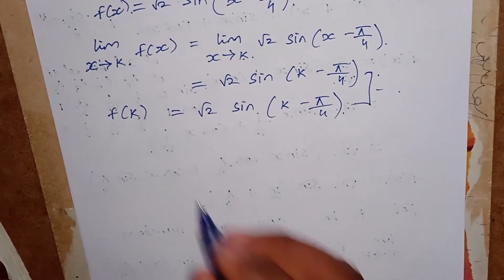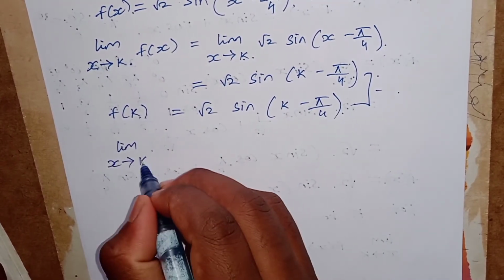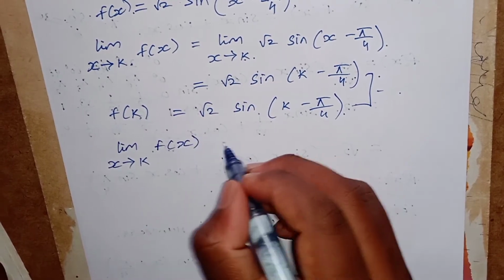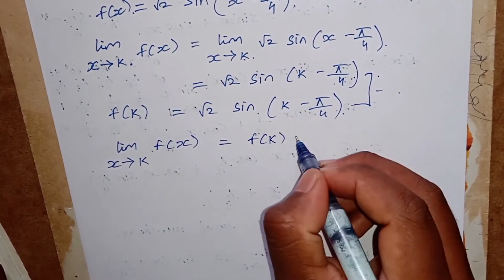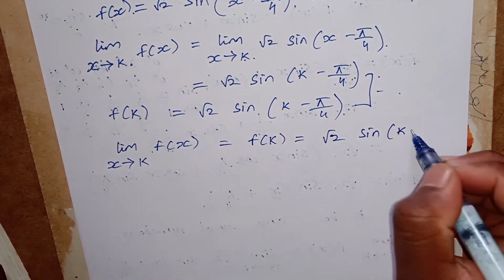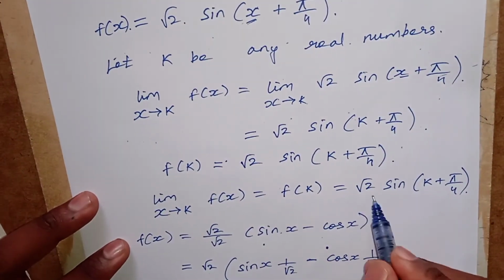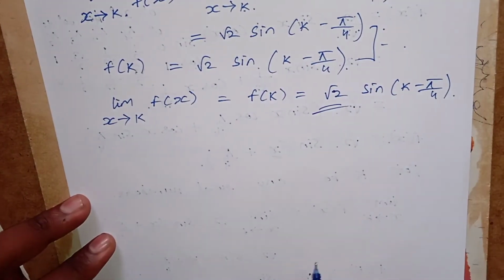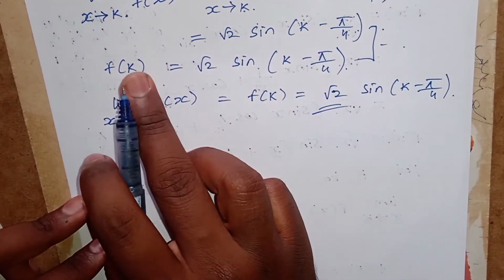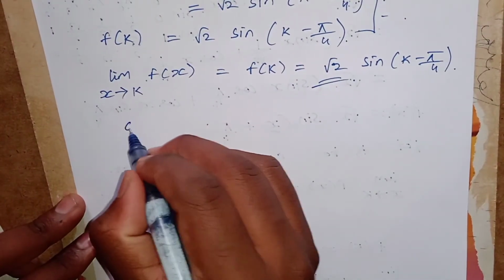Therefore these two are equal. Finally you have to write limit x tends to k of f of x is equal to f of k, equal to root 2 sin(k minus pi by 4). Here it is continuous. Okay, similarly here also it is continuous, here also continuous, at any value of the given real numbers. Okay, here it is continuous. Next, C.